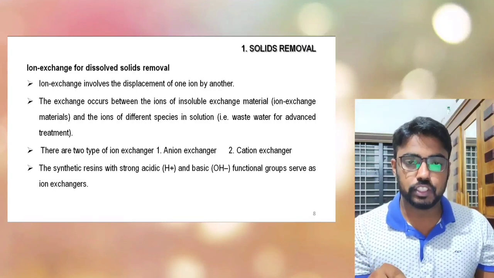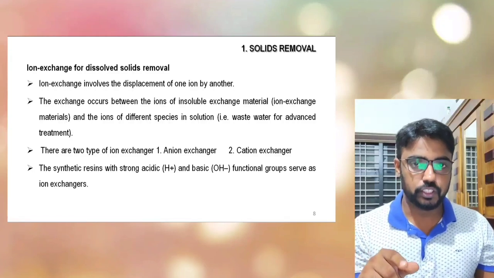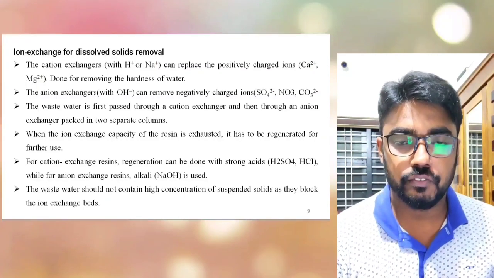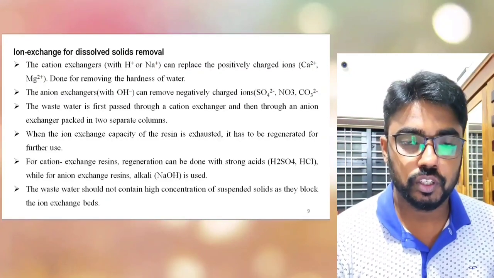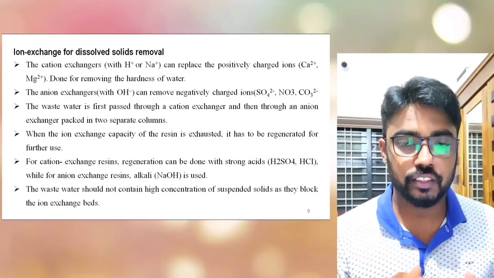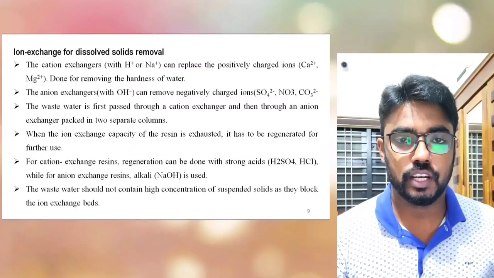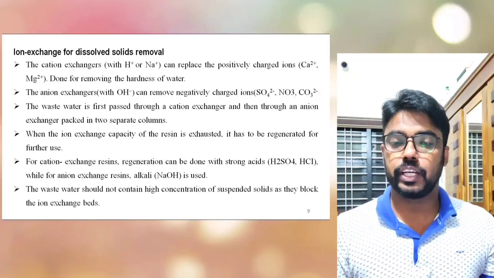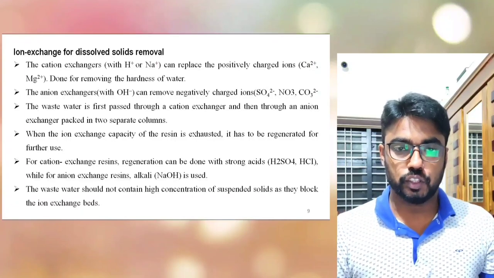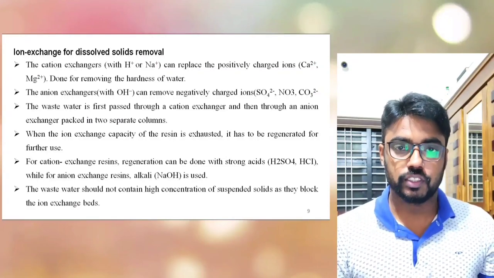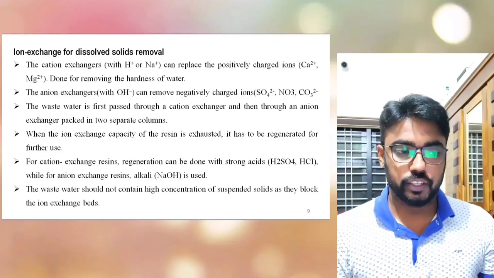The synthetic resin with strong acidic and basic groups serve as ion exchangers. The cation exchanger with H+ and Na+ can exchange Ca2+ and Mg2+, and this is done to remove the hardness of water. And anionic exchangers with OH- can remove negatively charged ions like SO4 2-, NO3-, and CO3 2- ions.